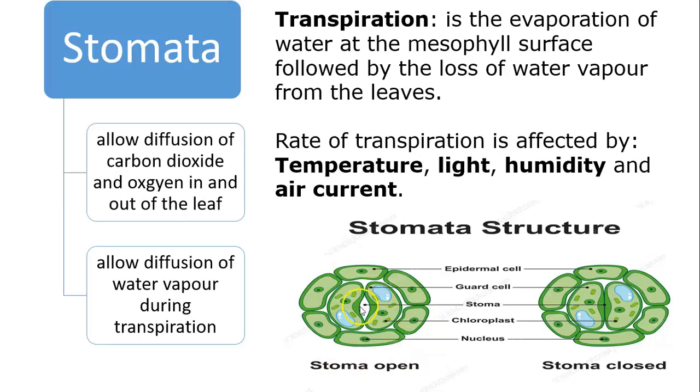As you can see here, guard cells around the stomata. This is when the guard cells allow air, or when it's open, and this is when it's closed. The function of stomata, again: allow diffusion of carbon dioxide and oxygen, and also allow the diffusion of water vapor during transpiration.